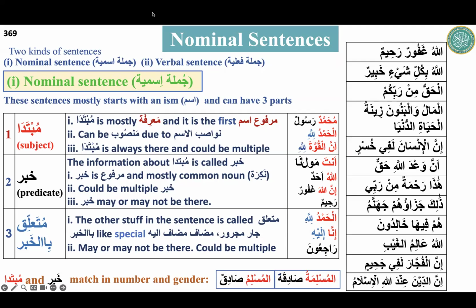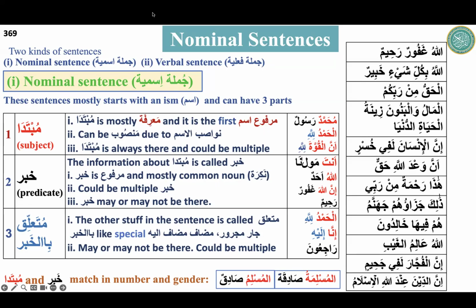As we have started, there are two parts. One is fragment. And we know the fragments: mudaf ilayhi, sifa mausuf, jar majroor, ismul ishara mushar ilayhi. These are the fragments. They are incomplete sentences, murakkabun naqis. And the second thing is sentences, which give the complete sense.